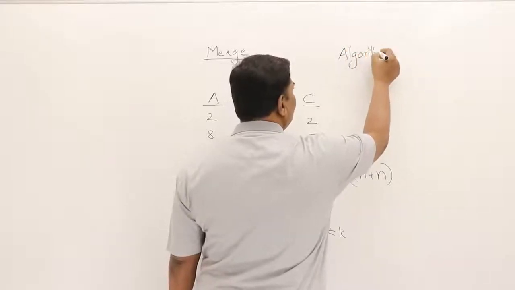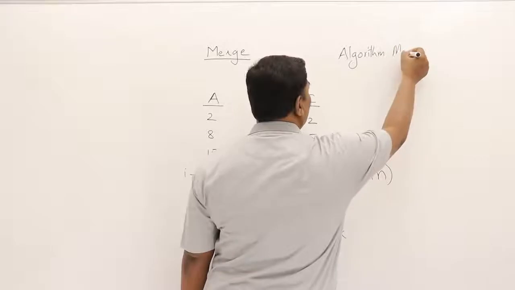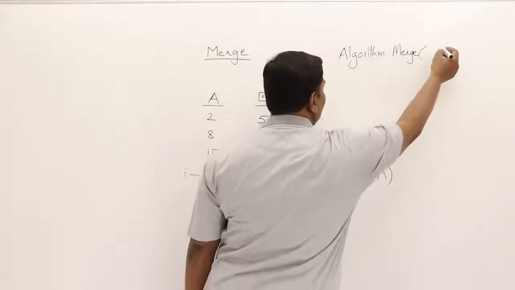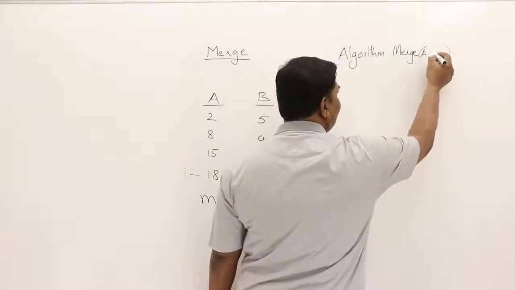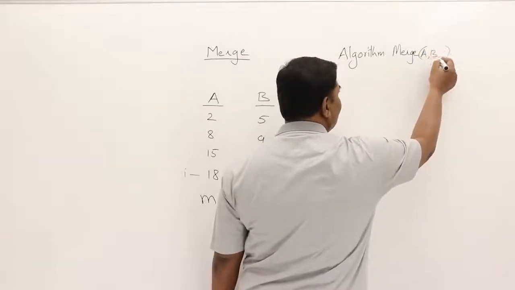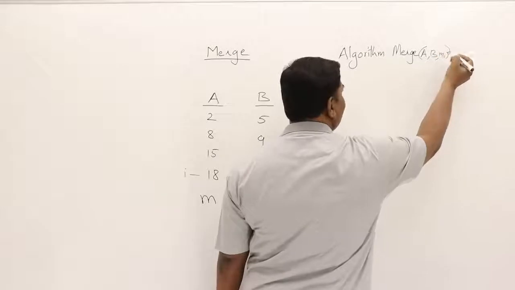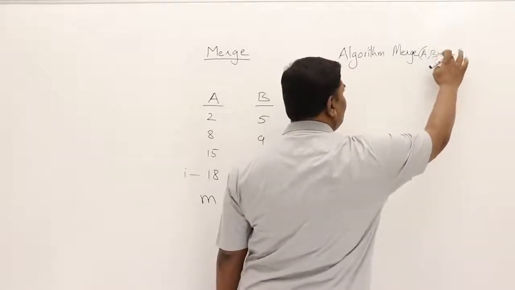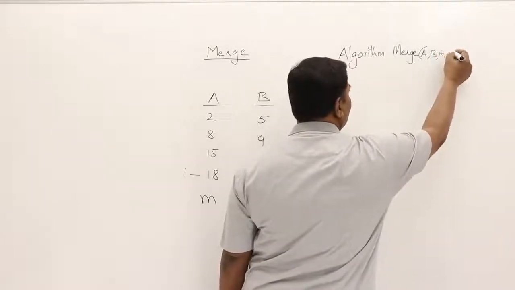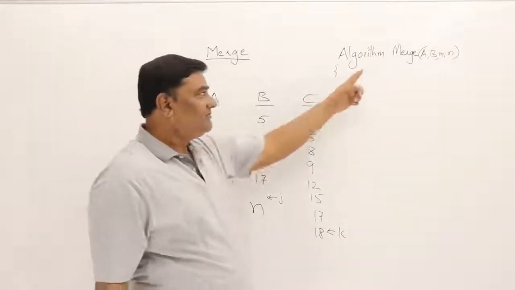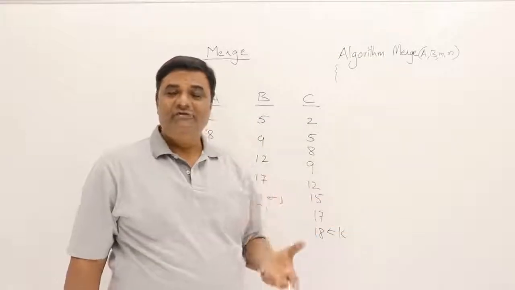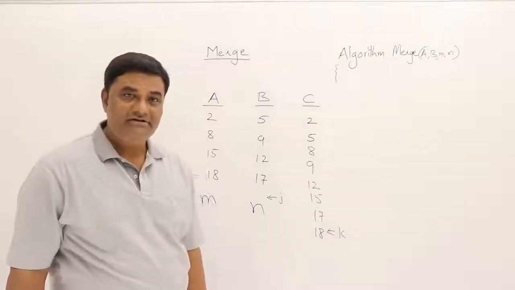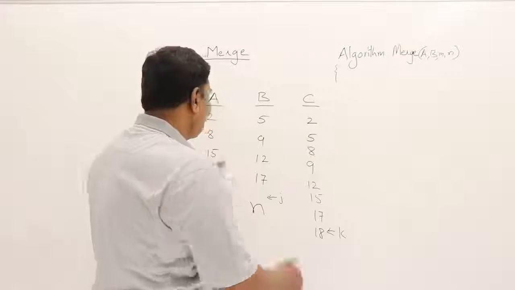Algorithm merge, which takes lists A and B and their sizes m and n. Algorithm merge is taking two lists A and B, and let us say sizes M and N. Whatever you like, you can pass the parameters. It depends on you. Now, what we are doing here?